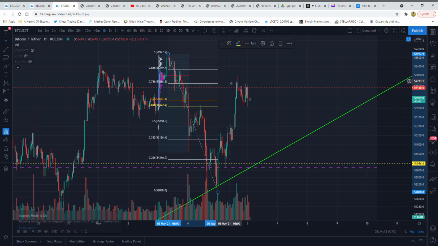Yeah, so we were past 786. Maybe most of the traders enter at 618 or 786, and depending on their leverage, they probably got liquidated. I entered here and no problem. I took some profits and moved my stop loss to entry. It's a winning trade for me, no stress.